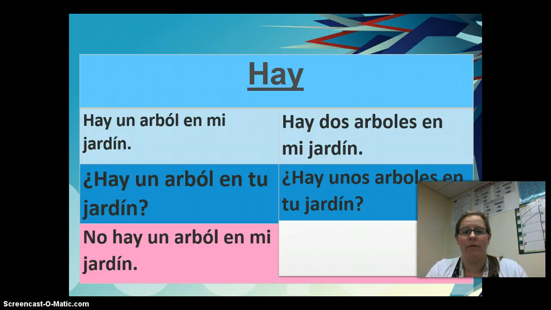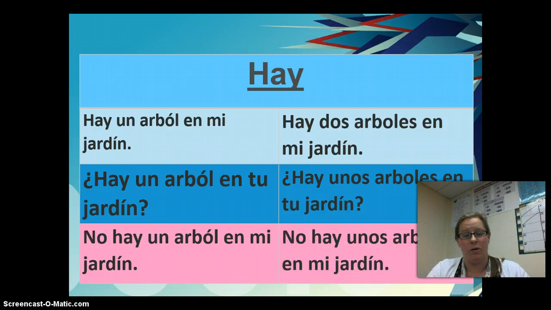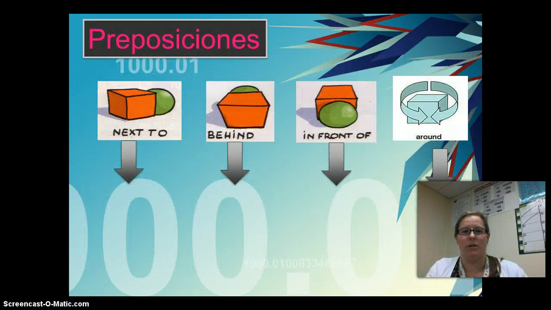If you want to make it negative, no hay un árbol en mi jardín. There's not a tree in my yard or garden. No hay unos árboles en mi jardín. There's not trees in my garden. So that whole time, the only moment in which we had to change it was to put a no in front of it. And that's it. Pretty easy. So let's see, how can we use this hay with some prepositions?